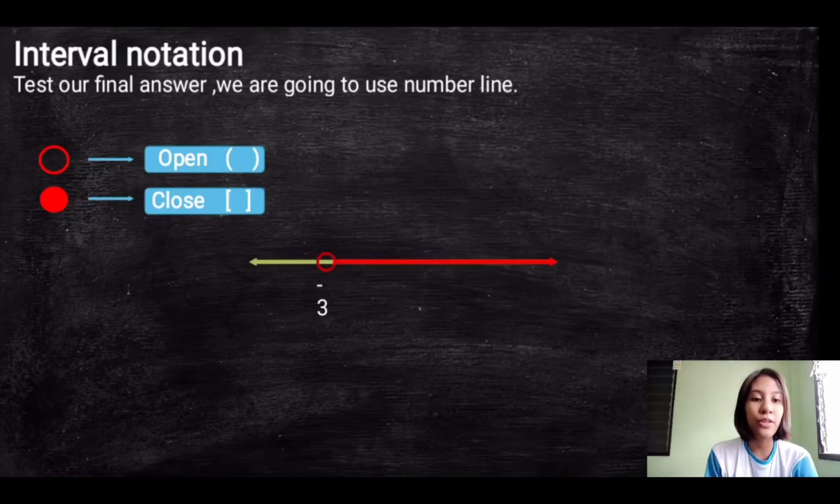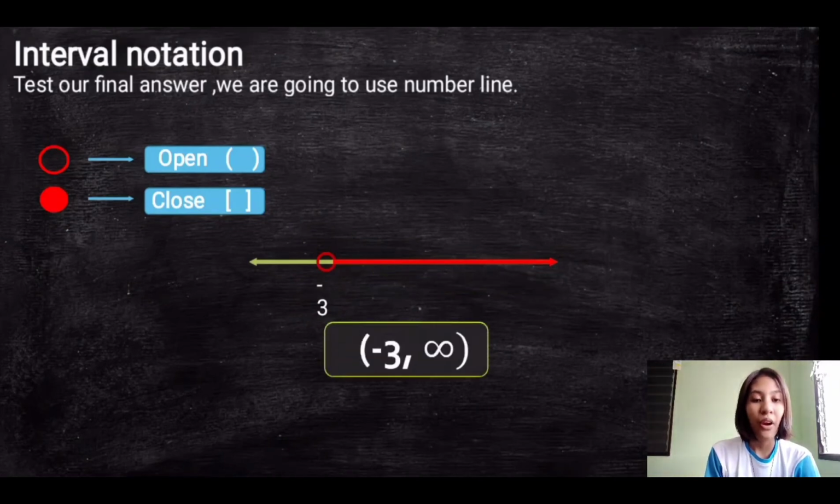So, negative 3, we have a hollow circle here, and going to positive infinity. Open parenthesis, then write the number negative 3, comma, then we are going to positive infinity. Since we don't know where it ends because this is infinity, we are going to use the open symbol. So, open negative 3, that means negative 3 is not included, then going to positive infinity.